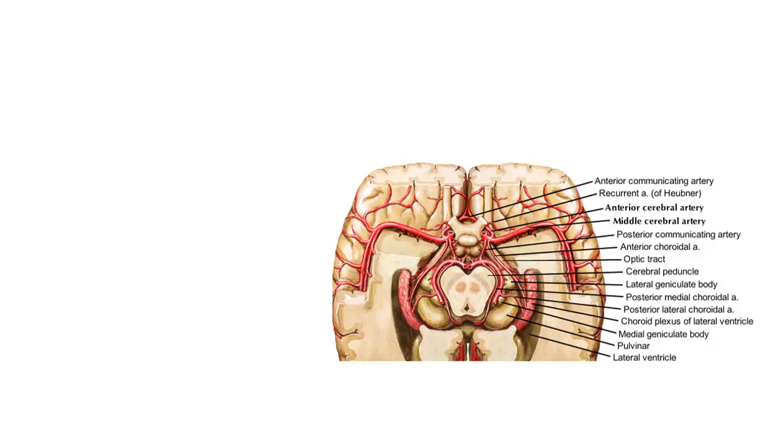Then one more important branch which we are going to discuss is the anterior choroidal artery. This is also one of the direct branches from the internal carotid artery.